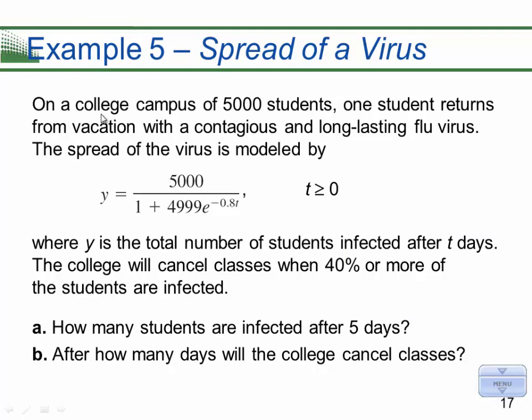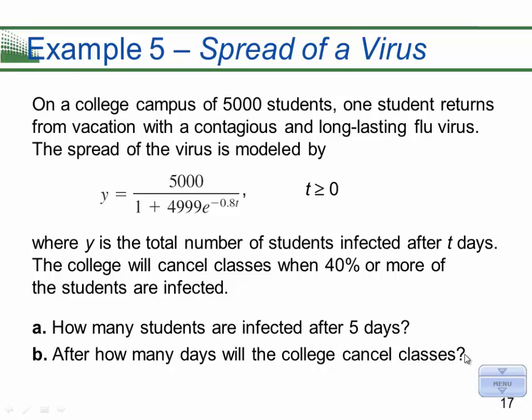It says on a college campus of 5,000 students, one student returns from vacation with a contagious and long-lasting flu virus. The spread of the flu is modeled by this function. So over time, it grows exponentially. Eventually, it reaches a limit as more people get it. There's only so many people to infect. Where y is the total number of students infected after t days. The college will cancel classes when 40% or more of the students are affected.